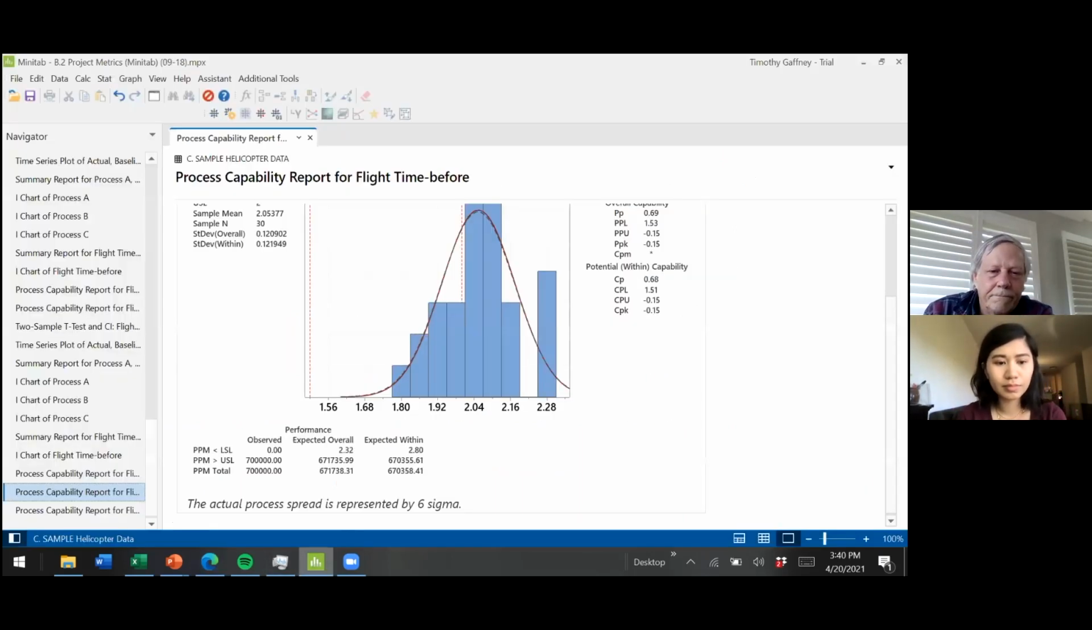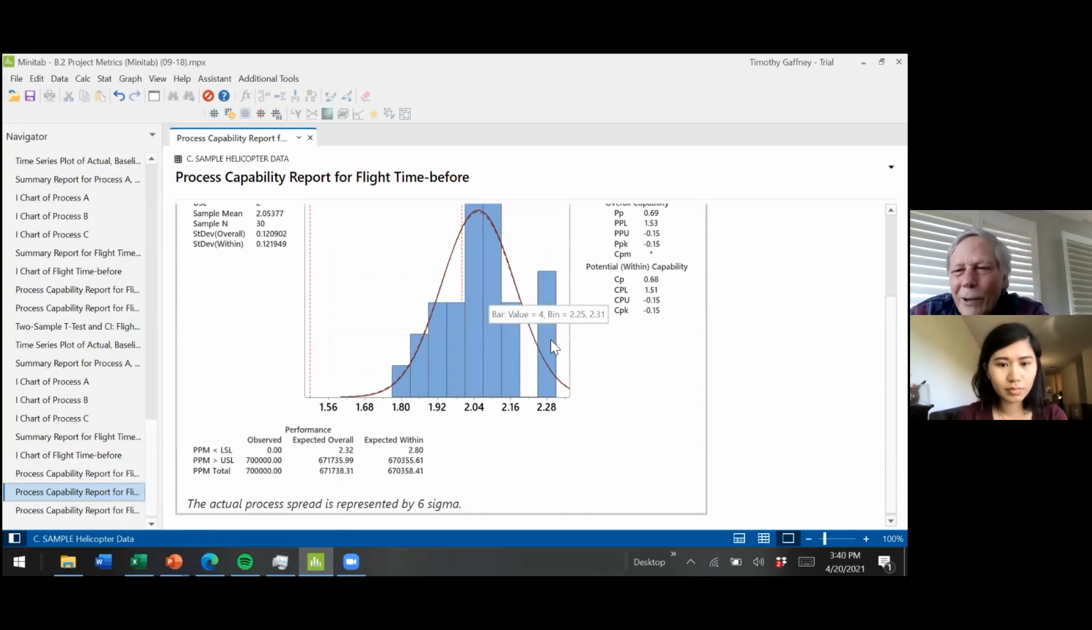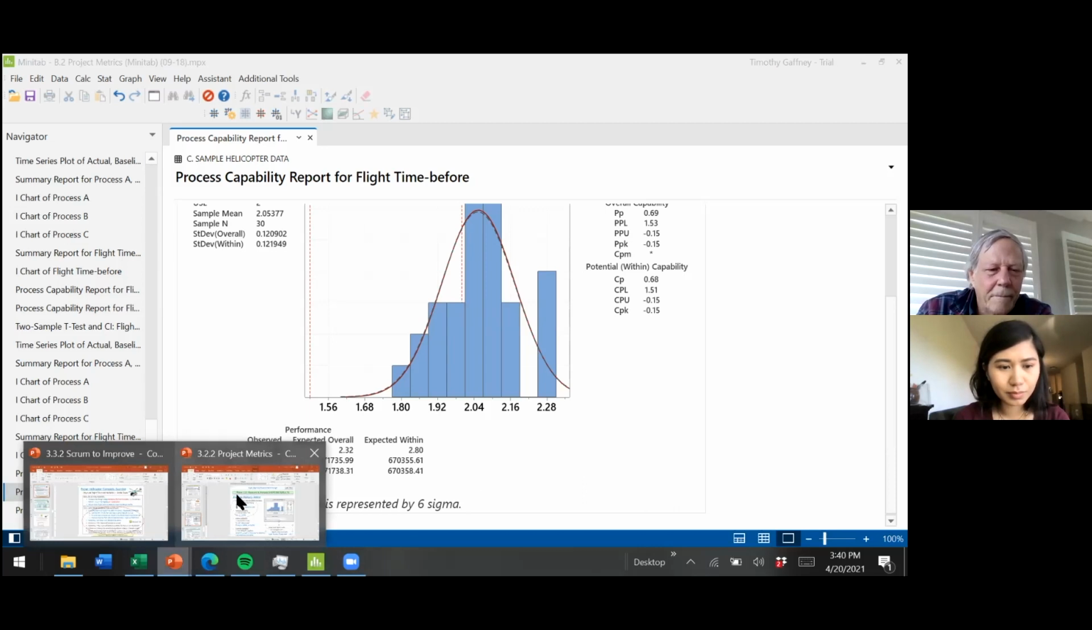So, is the process capable? Not really. Is it doing okay? It's limping along. Can we improve it? I think we can. Yeah. It's stable. I think we can. So, if we go back to our deck.